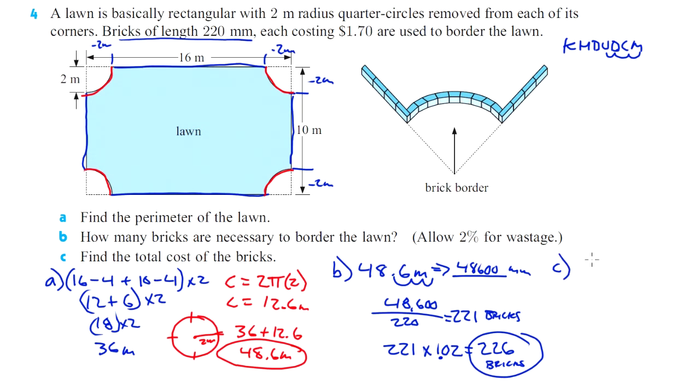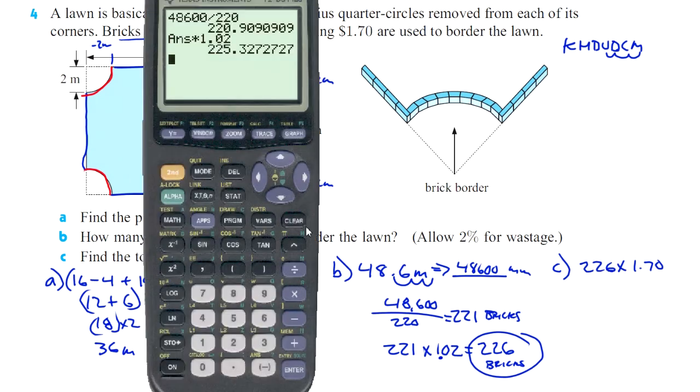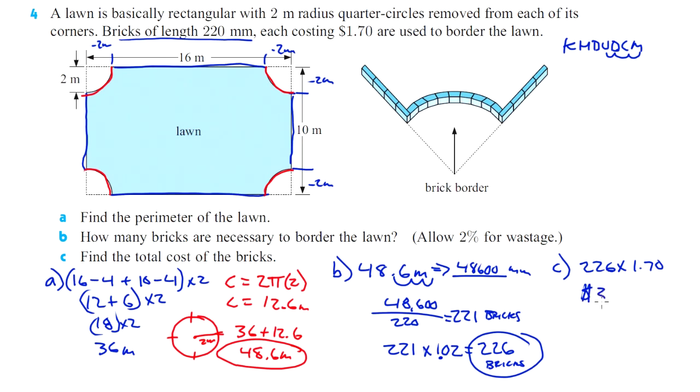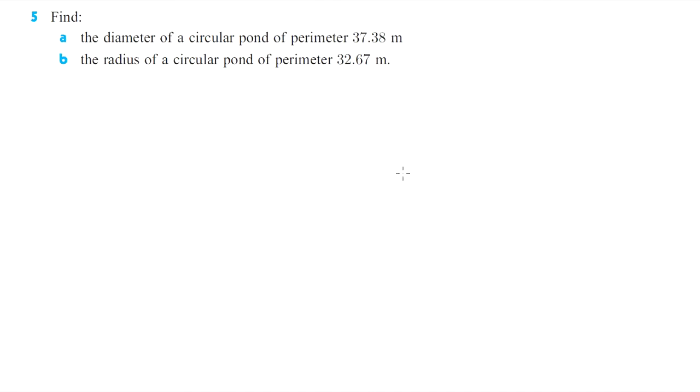Each brick costs $1.70. So really all we have to do is take 226 times 170, and that's going to be the total cost that we're going to need, right? So 226 times 170 gives us 384.20. So $384.20 to put bricks all the way around your lovely lawn. Okay, moving on to number 5.